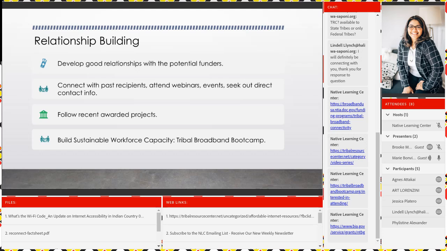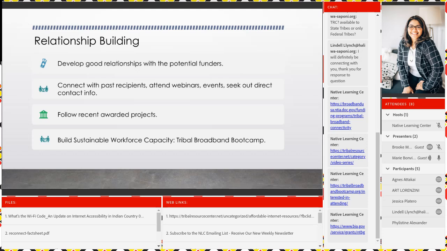But I asked because we do think that having that conversation is worthwhile, if there are conversations on their website regarding community impact or opportunities to get additional potential funders involved. Connecting with past recipients, attending webinars, events, seeking out direct contact info. As you all are in the room, there's five of you in the room right now who definitely should get each other's information, stay connected with each other, and learn about the different research projects that have been awarded.